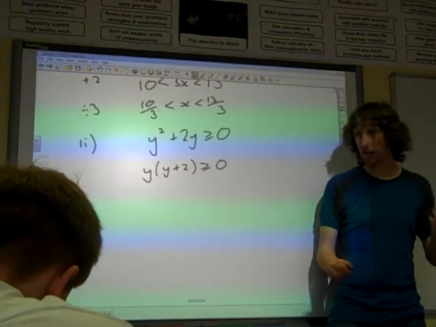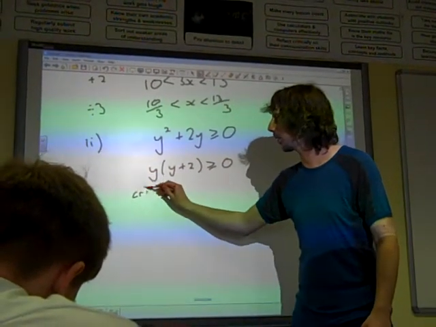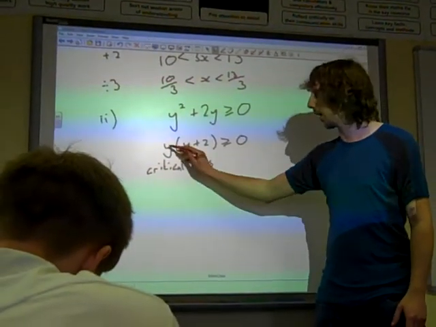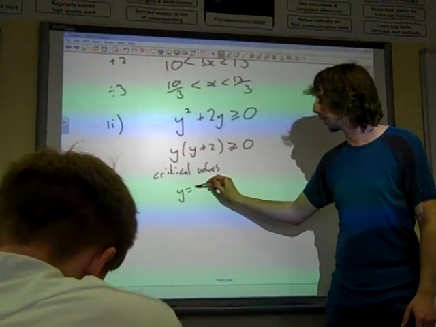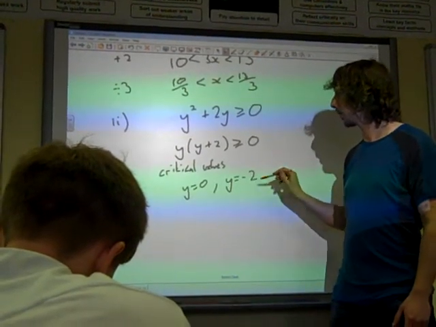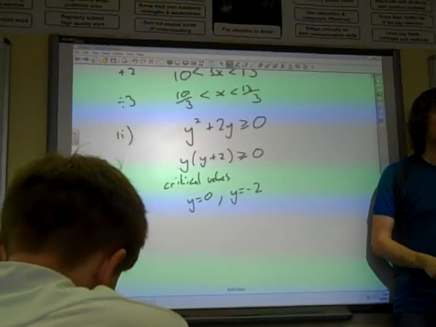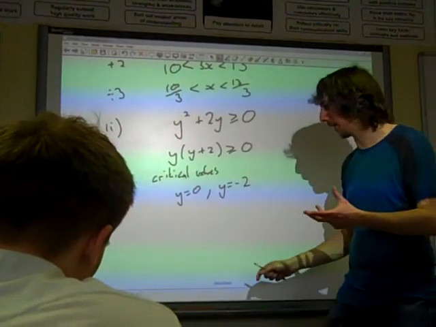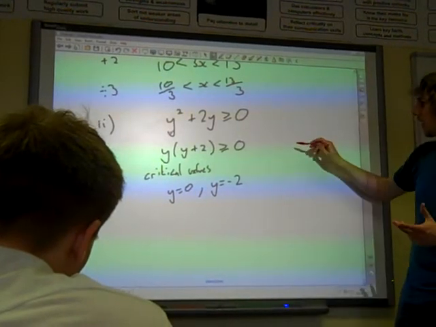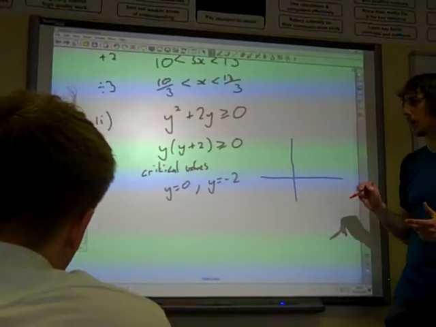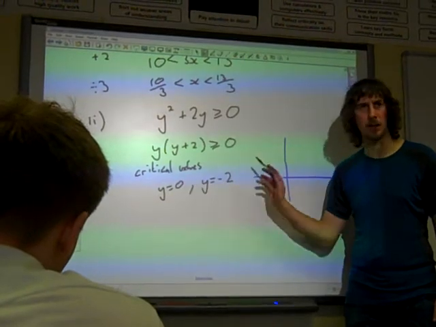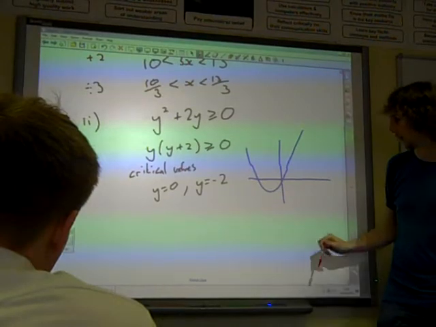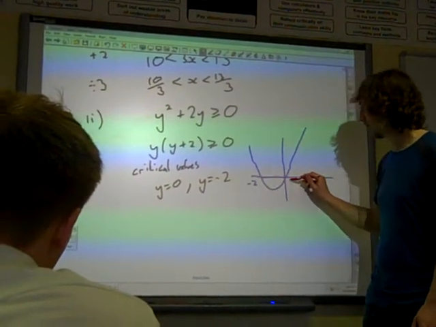So the critical values in this expression, the points where this gets really interesting, are when y is 0 and y is minus 2. And we're pretending that this is all in terms of x, and we're just thinking, what does that mean in terms of the graph? You've got a graph that crosses at 0 and minus 2, so 0 and minus 2. I don't know why there's a slight wiggle in the board, but anyway.